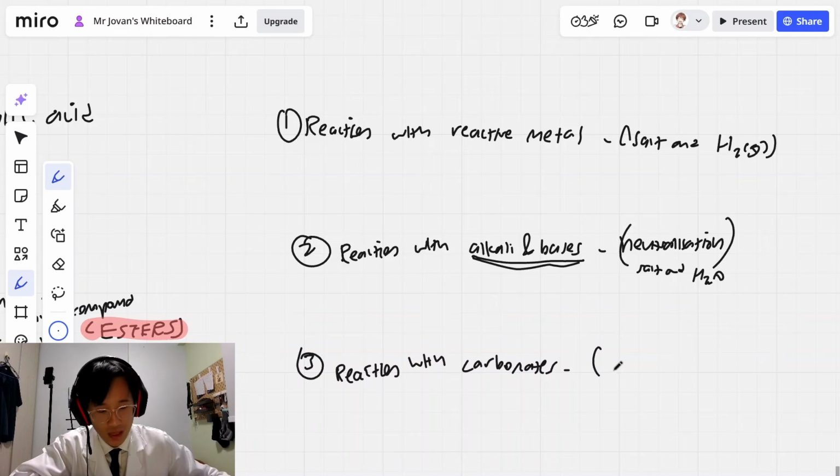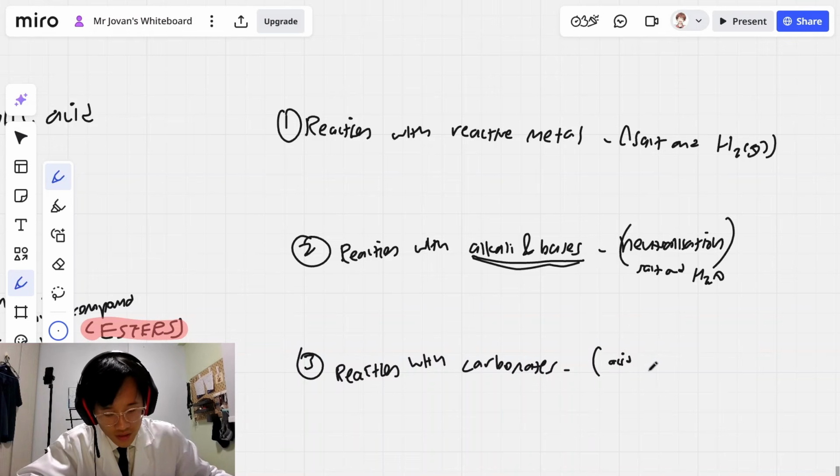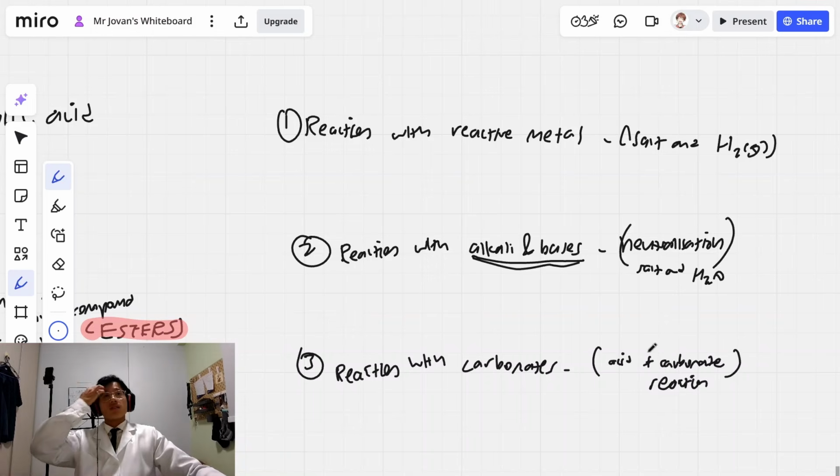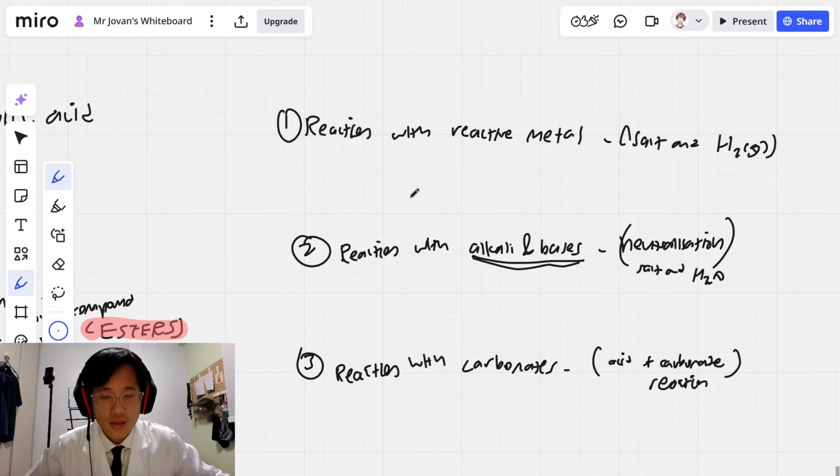No, that's one. Carbonates. Okay, this is the reaction with carbonates. It is an acid plus carbonate reaction. It's one of the few things that we learned already. All right, so I'm gonna give you the products, the end products. I'm gonna write out the formula, then you guys can copy it down.